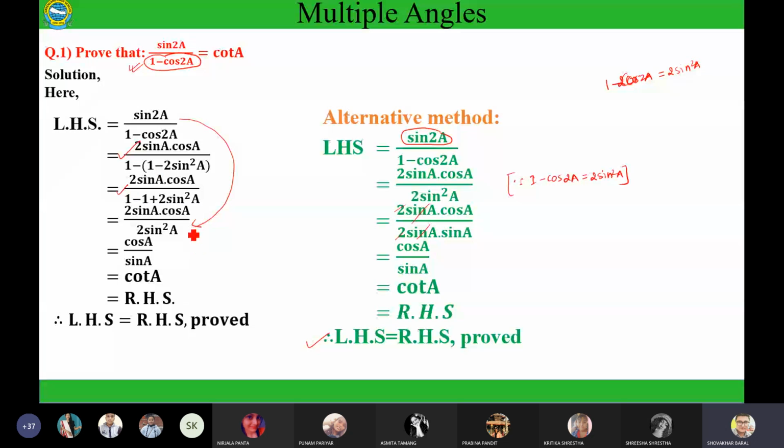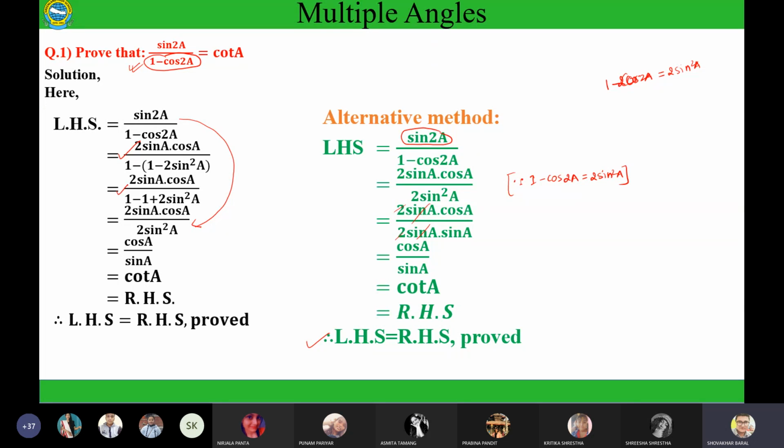Okay, so this is the benefit of using this formula. 1 minus cos 2a is equal to 2 sin square a. Just mention this formula on one side of this step. Okay, just beside this step you can write it.